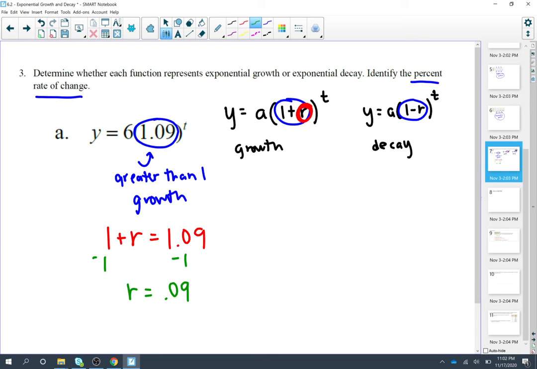That's great, but then it says percent. So we have to change it back into a percent. We move the decimal over twice. The other way of doing that is to multiply by 100. So if we multiply by 100, we're going to get 9% growth. Okay, so that one has whatever the population is. It's growing by 9% each year or 9% each time period.